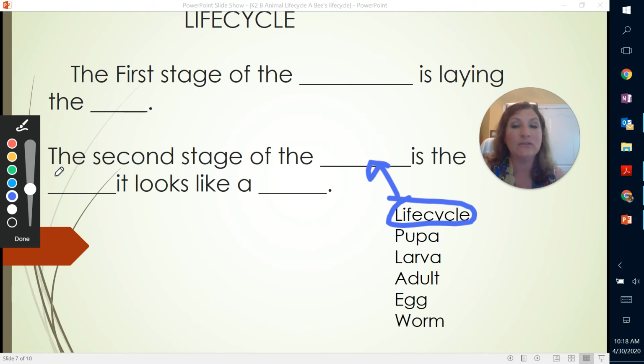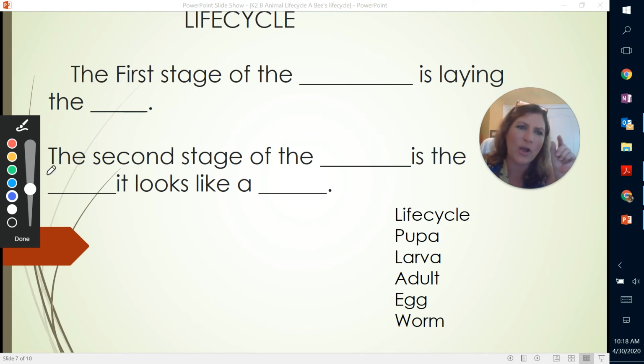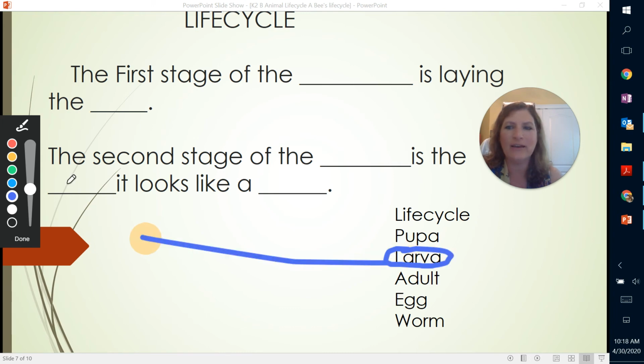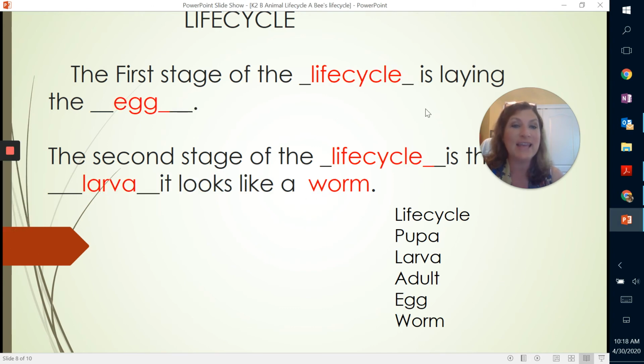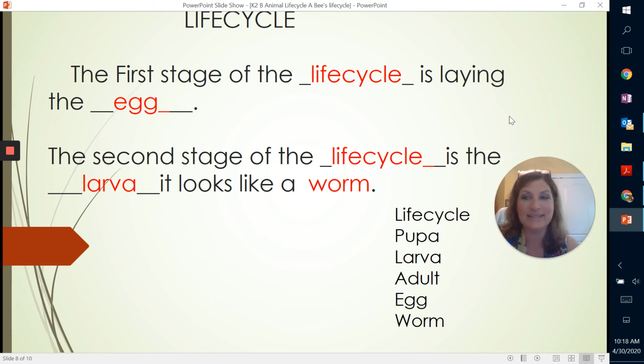Is what was it? What was that thing that looked like a worm? Yes, it was the larva. The larva. And what does it say? It says, it looks like what do we say it looked like? A worm. All right, so what I want you to do now is pause the video and see if you can practice writing these sentences. The first stage of the life cycle is laying the egg. The second stage of the life cycle is the larva. It looks like a worm.